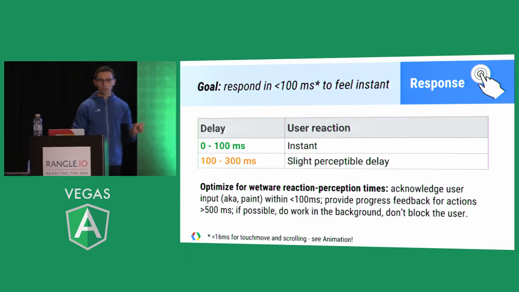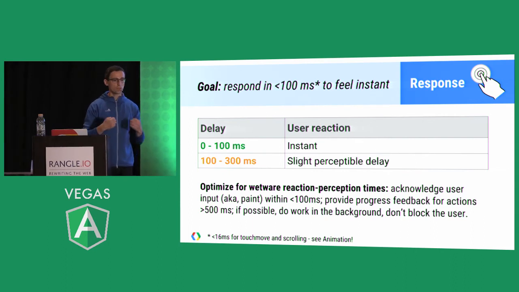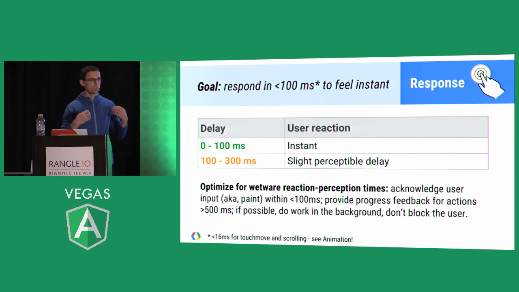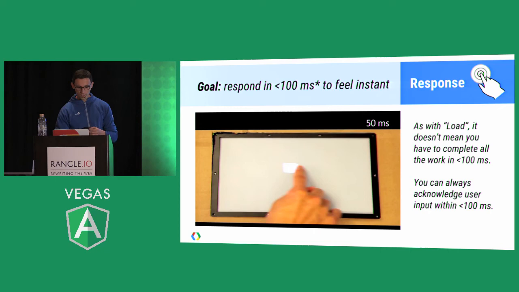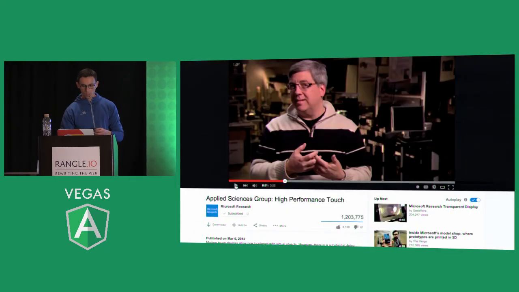But at the same time, 100 milliseconds is for responding from the application side. You still have to acknowledge the visual aspects of it much sooner, right? This is the 60 FPS. So here's an example. This is actually a video from Microsoft Research.